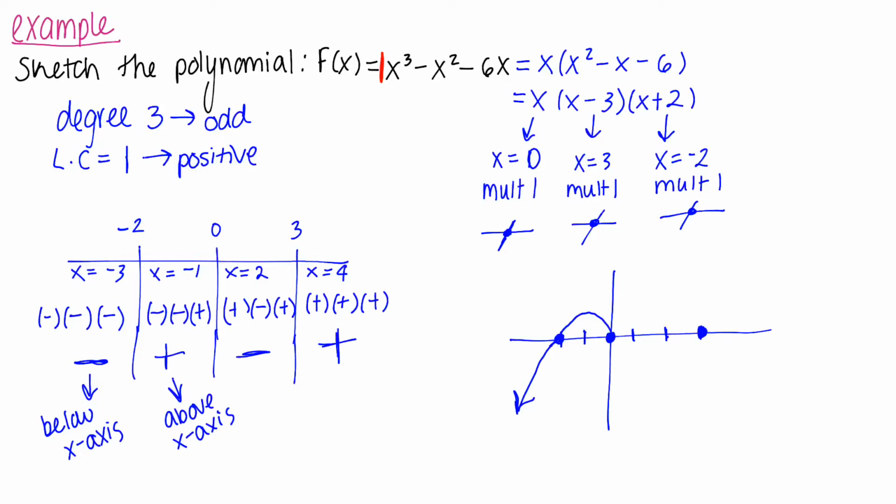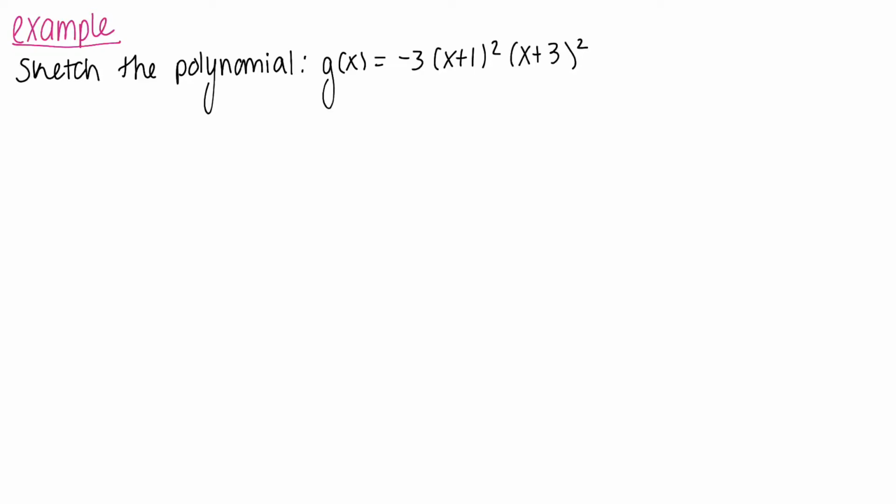All right, between 0 and 3, we are below the x-axis. And then after 3, we are above the x-axis. So you'd get yourself the same type of graph. We'll go ahead and do one more sketching polynomial problem, and that'll be it for this lecture. I know it's already long enough, but we're almost there.